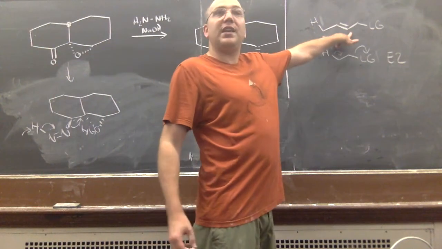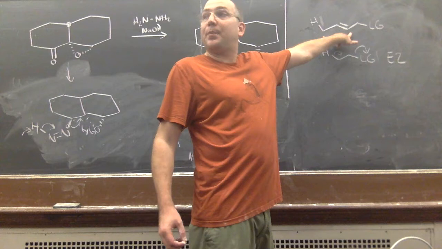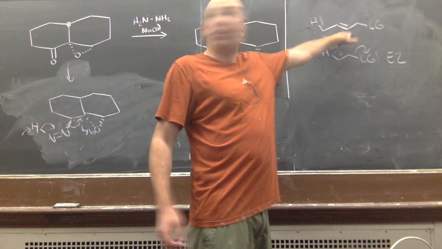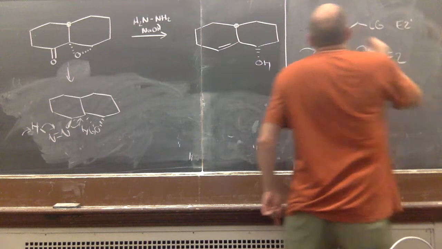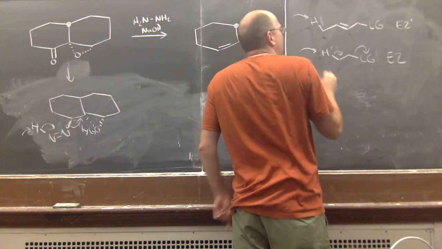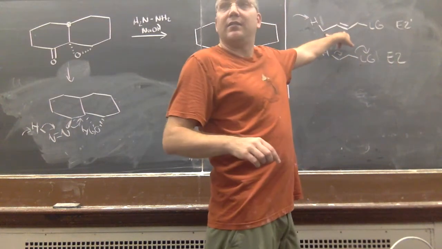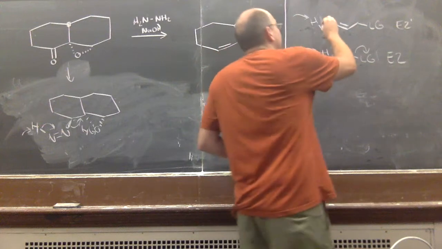But you can do the same thing here, right? Except that it's through a pi bond. So this would actually be, I think it's called an E2 prime, is what they call it. Where you deprotonate, but now you've got an allylic system there.